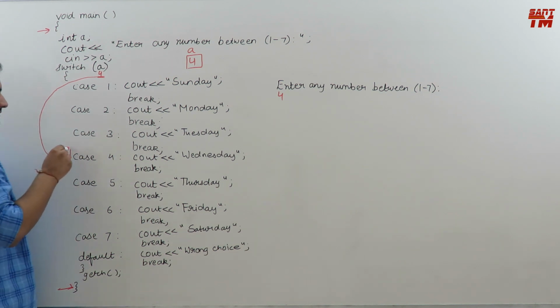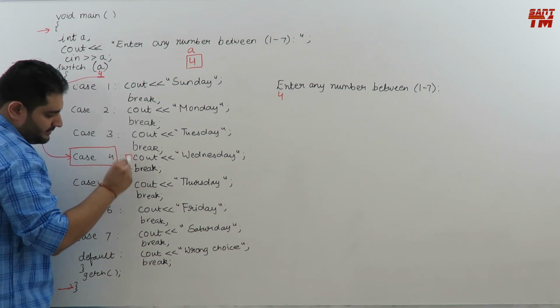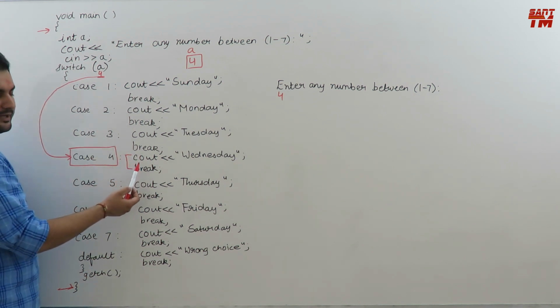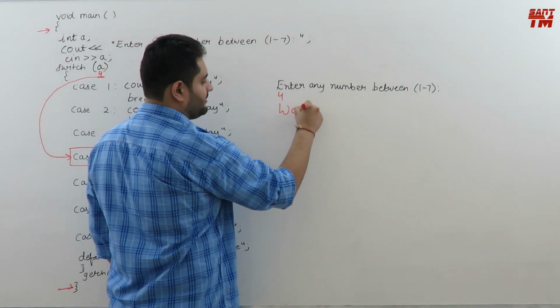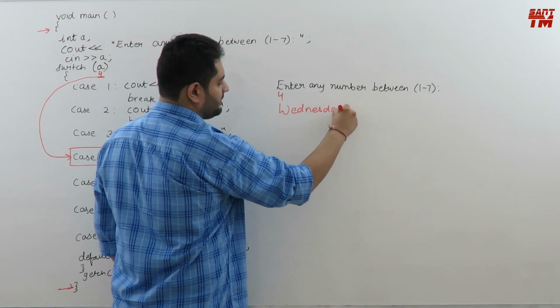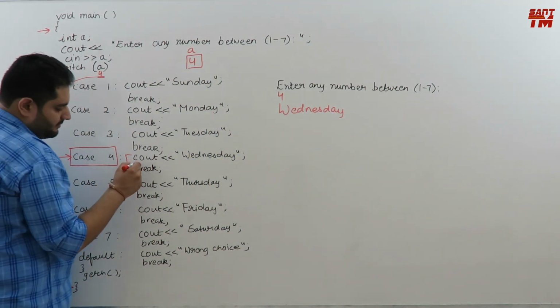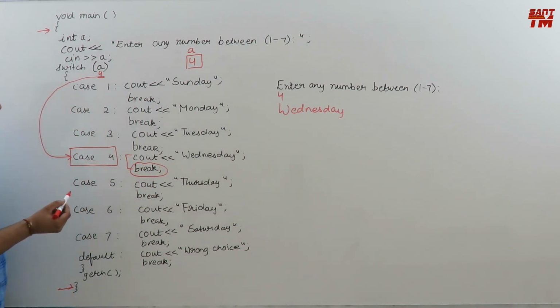So here case 4 is matching. Case 4 has these two statements, so these two will be executed. The first one will be executed, cout Wednesday. So Wednesday will be printed as it is because it is written in the cout statement. Then the second statement is break. Now what is this break statement? This break is actually a jump statement. We actually have to study what jump statements are, but for the time being, let me tell you how it works.